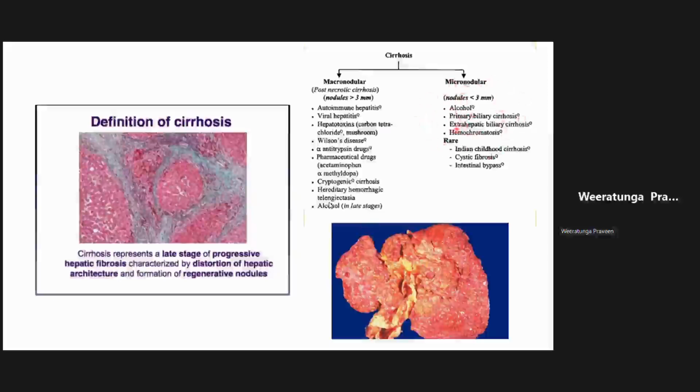Now, alcohol causes a micronodular picture. The nodules are small, the regenerating nodules are small. Of course, you can get macronodular in late stages sometimes, but mostly alcohol is micronodular, right? But things like viral hepatitis are macronodular, right?